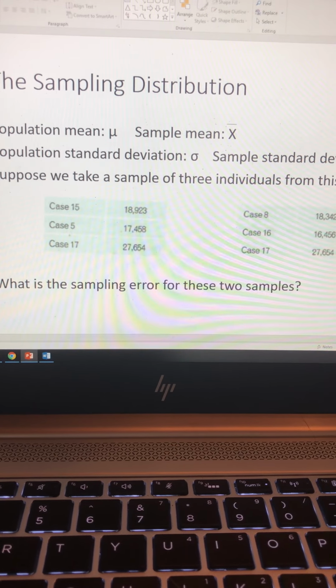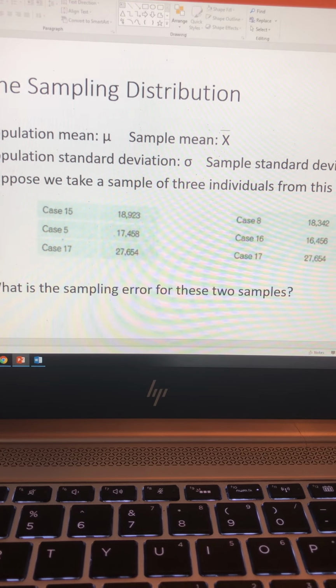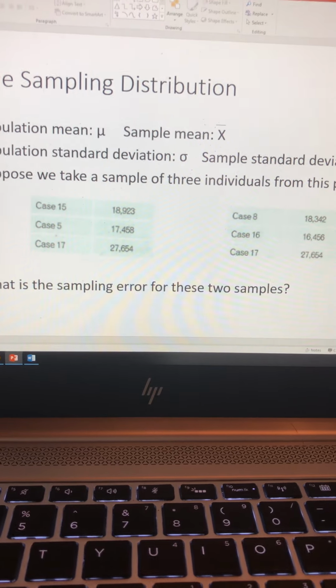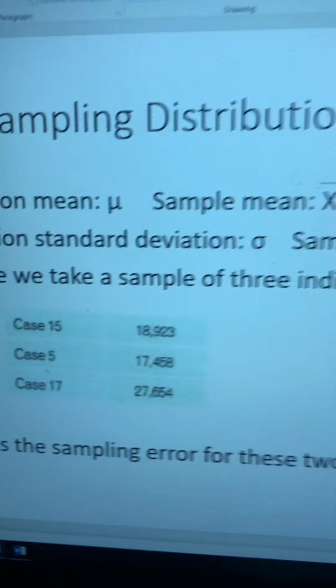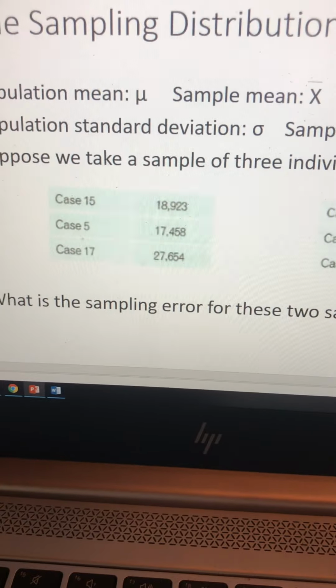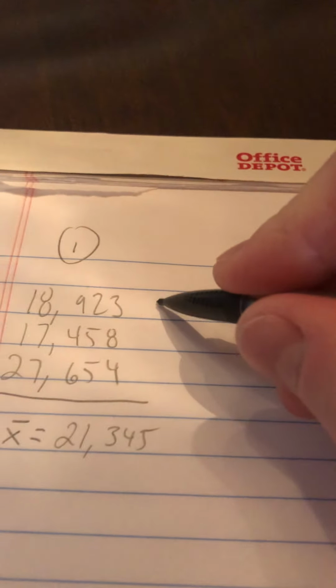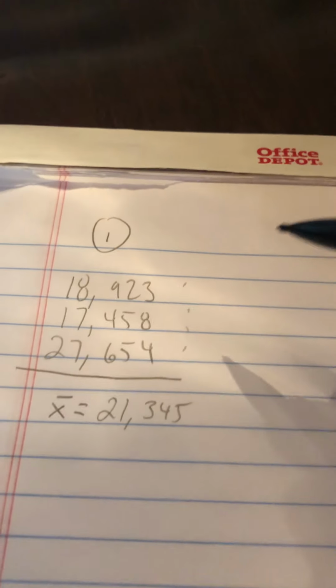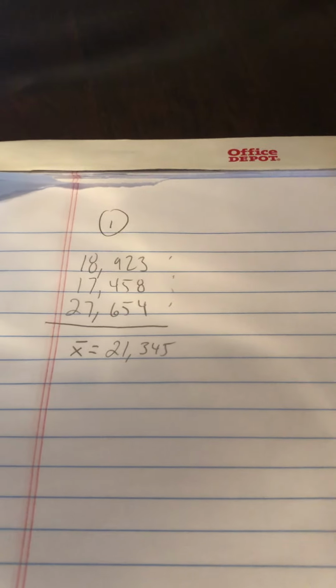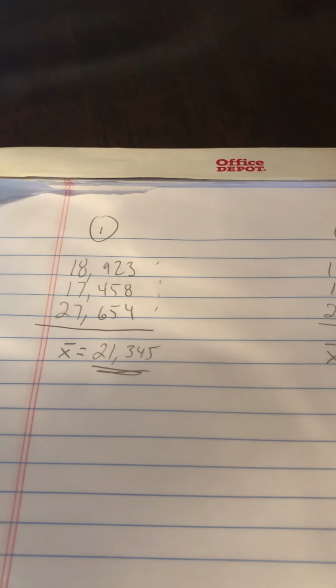So the question is, what is the sampling error? Or what do we gain from sampling in general? So I worked it out on the paper here. Here's example 1, with cases 15, 5, and 17. I've written down the 3 income values, added them up, divided by 3, and I got my sample mean of 21,345.